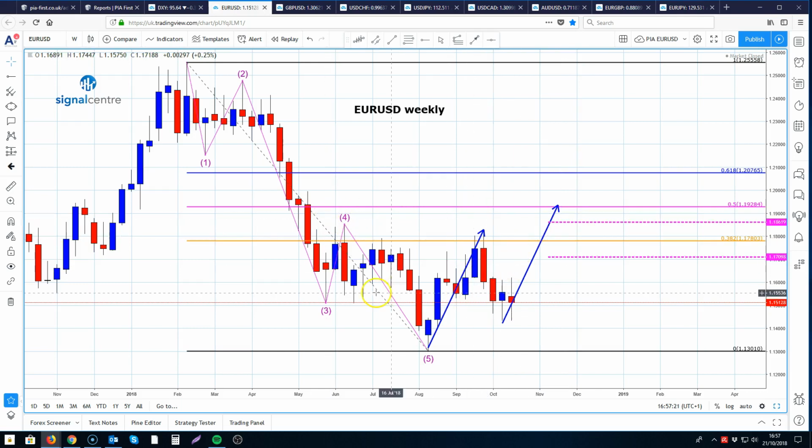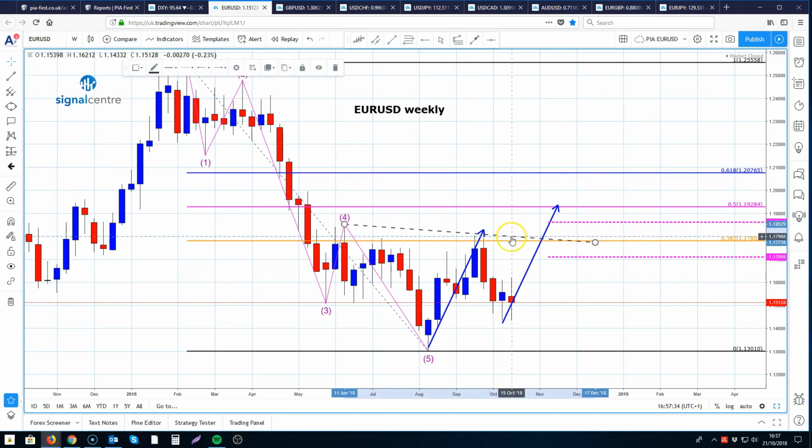This, I believe, also has the potential to be a reverse head and shoulders. So left shoulder, head, right shoulder. The actual trend line break is a way off yet. So yeah, trend line break. If it was to break this week, it would be around 118.